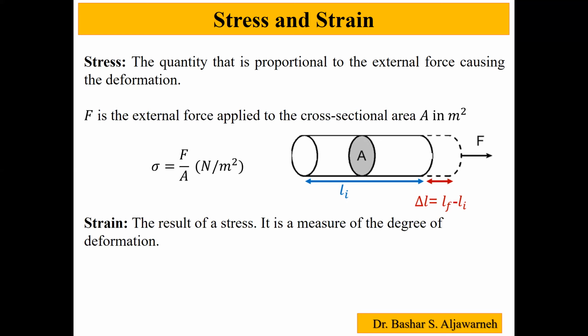Second quantity is the strain, which can be defined as the result of a stress. In other words, it's a measure of the degree of the deformation. Now, the strain can be defined mathematically as delta L, or change in length, divided by the original length. And please pay attention to the unit of the strain. As you can see here, delta L, or the change in length, is in unit of meter, and the original length is in unit of meter. Therefore, there is no unit for the strain.